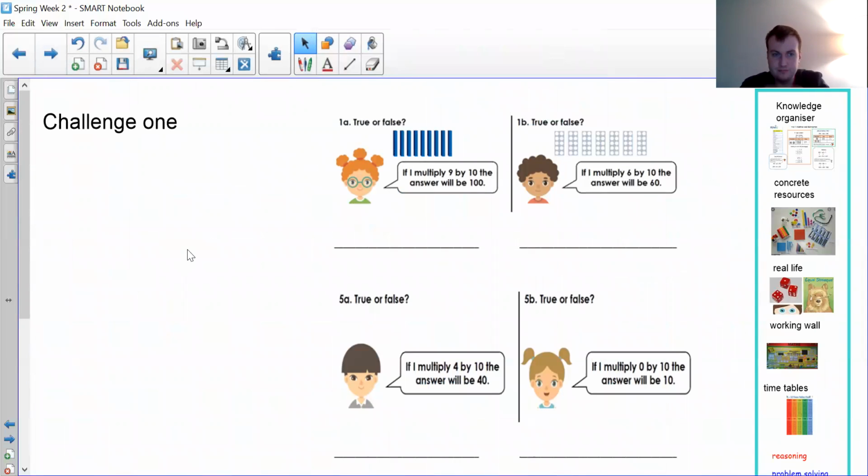Your turn. Some true or falses here. For each one, just follow those steps like we did back then. Work out the answer, prove the answer, and then move on to the next question. So first one is, if I multiply 9 by 10, the answer will be 100. Is that true or false? Don't just tell me, show me. Show me how you know.